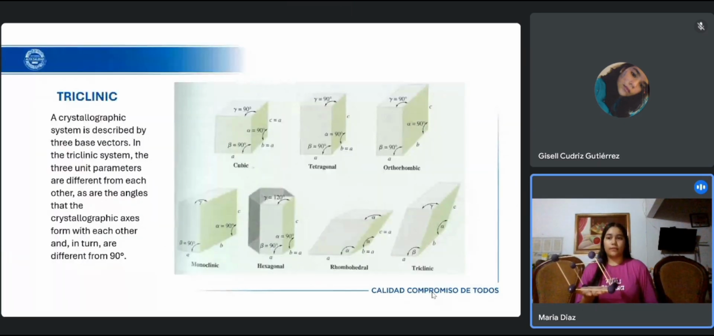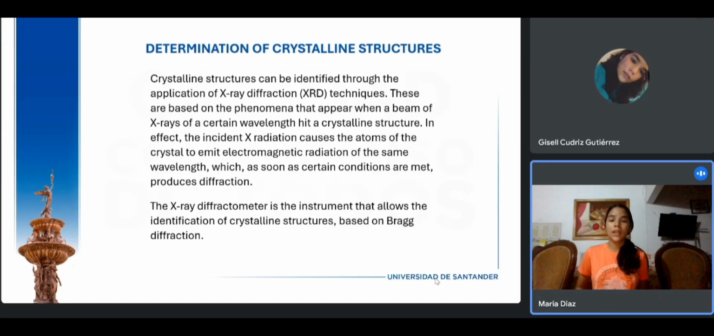Well, triclinic. A crystallographic system is described by 3 base vectors. In the triclinic system, the 3 unit parameters are different from each other, as are the angles between the crystallographic axes, which are all different from 90 degrees.